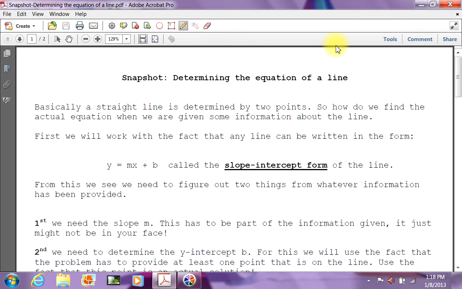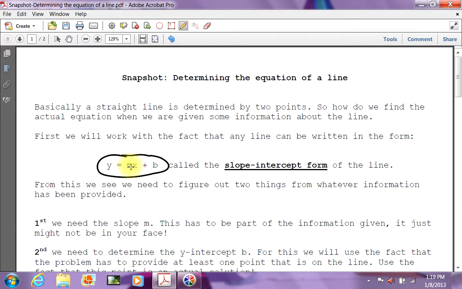So anyway, let's start off with one simple fact. The equation of any line can be written in a particular form called the slope-intercept form. That is, it can be written in this particular form here. The letter m refers to the slope of the line, and the letter b is the actual y-intercept of the line. So I assume you know how to figure out the slope, and I assume you know what I mean by the y-intercept.